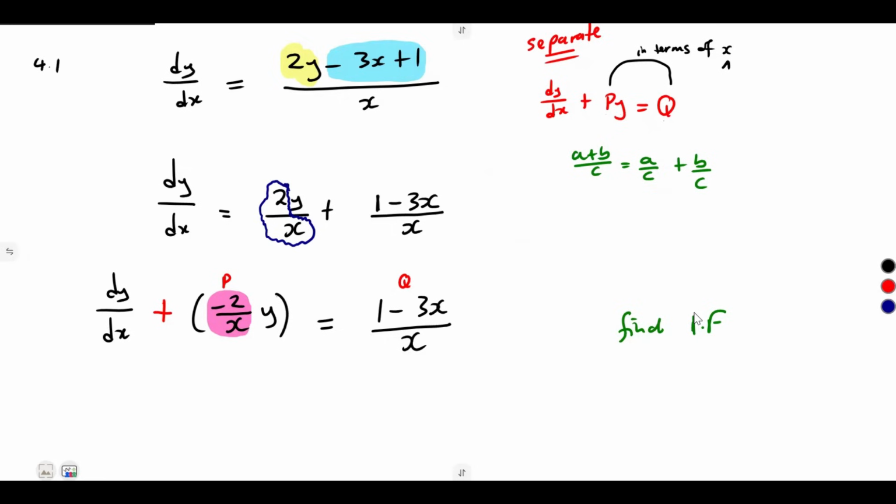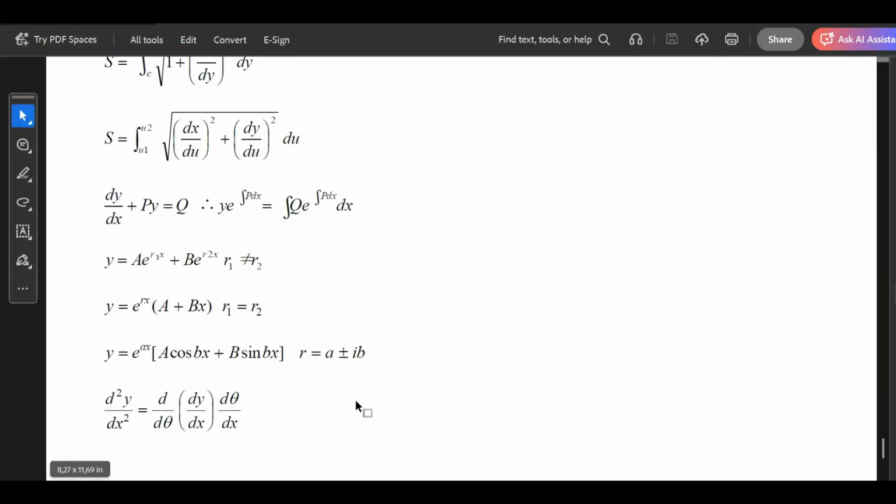So the integral factor that we are talking about is the one that we are given as e to the exponent of the integral of p dx, where p is in terms of x, which is from our formula sheet. I was indicating this part, but this one is your integral factor. It is the same thing that you see here on the right hand side. It is our integral factor.